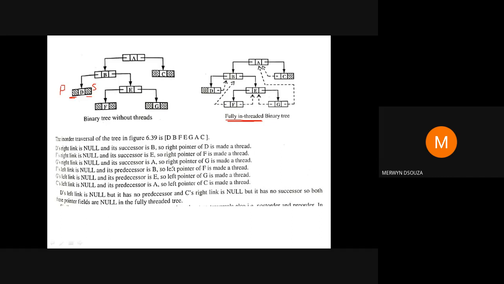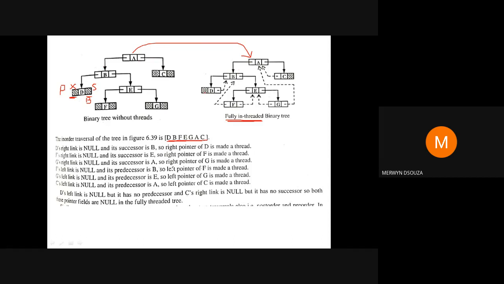So all you have to do is make use of the traversal and find the predecessor. Does D have a predecessor? No, no predecessor for D. Does D have a successor? Yes, the successor of D is B. So when you're drawing this tree, you're going to draw this node as it is. Basically, you're going to draw this tree as it is.